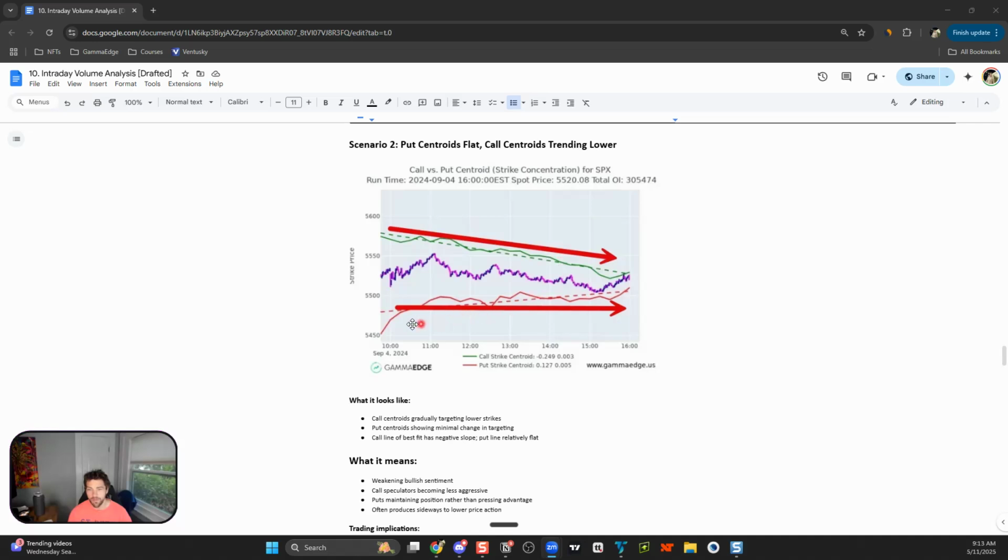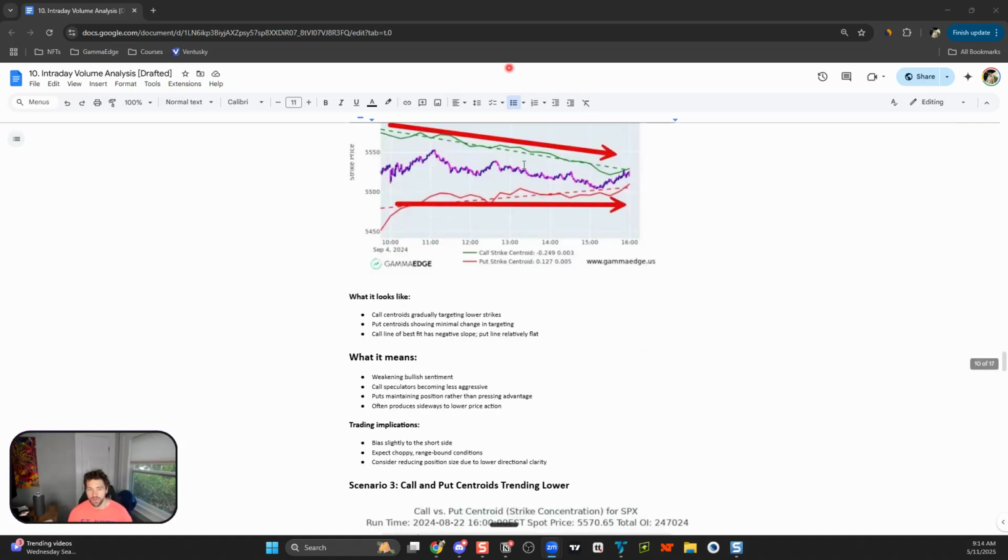Going to the next signature. Here we have a put centroid that is relatively flat, but a call centroid that is decisively lower throughout the session. What this is suggestive of is weakening bullish sentiment. Call speculators are becoming less aggressive, and put speculators are maintaining position rather than pressing their advantage.